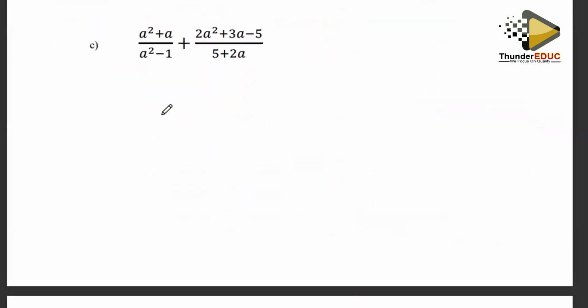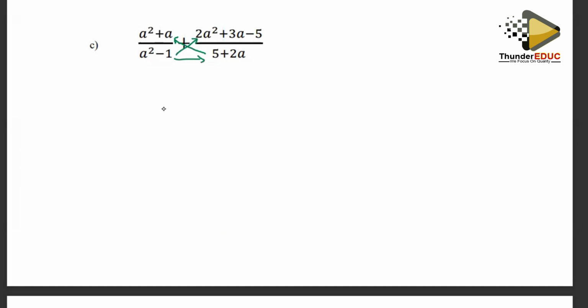Then lastly, we have a squared plus 1 over a squared minus 1, plus, there's a plus. So whenever we have a plus, remember what we said? Crisscross. This and that, this and that, this and that. Crisscross, because it would be an issue if we have to find the LCM and so on. So crisscrossing will be easier.